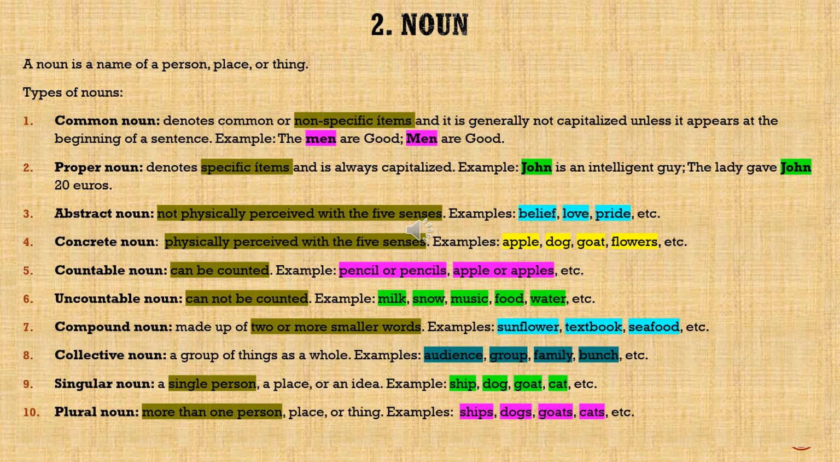9. Singular noun. A singular noun is one person, one place, or one idea. For example, ship, dog, goat, cat, etc. 10. Plural noun. A plural noun is more than one person, one place, one thing. For example, ships, dogs, goats, cats, etc.